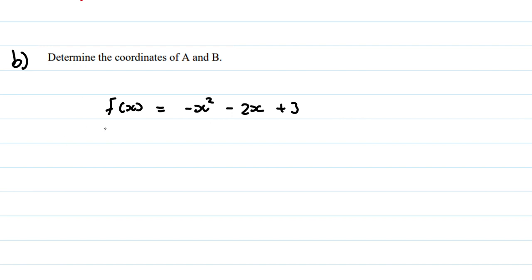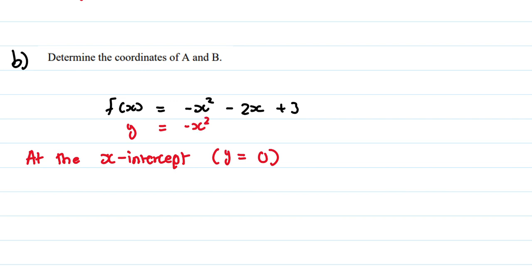So the y value at the x-intercept is 0. So what we have to do now is to say at the x-intercept, y is equal to 0. And remember, I said that f of x just stands for y. So we have a y there, and that is equal to negative x squared minus 2x plus 3.